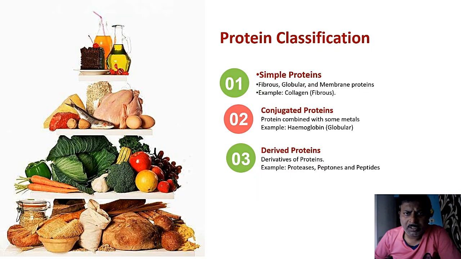Let us come to the classification of these proteins. Proteins can be classified into three major groups: group 1, group 2 and group 3. The first group is called simple proteins, the proteins which have simple amino acid structures, because proteins are made up of amino acids.